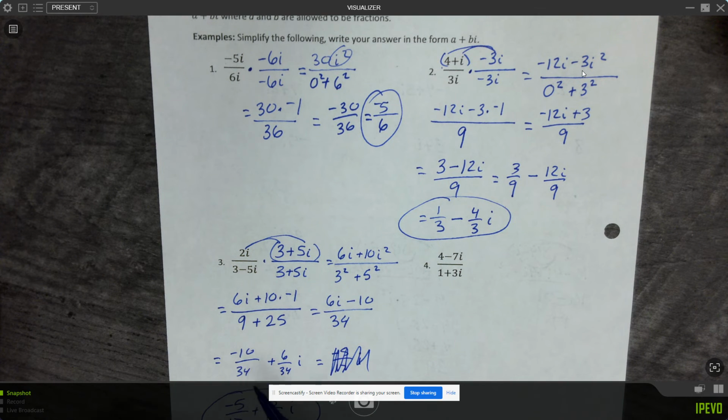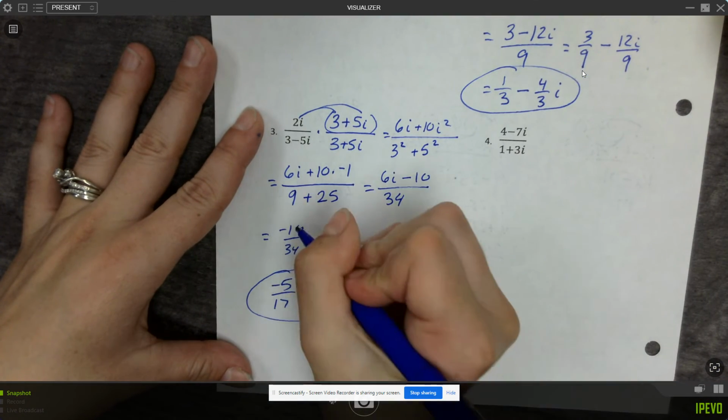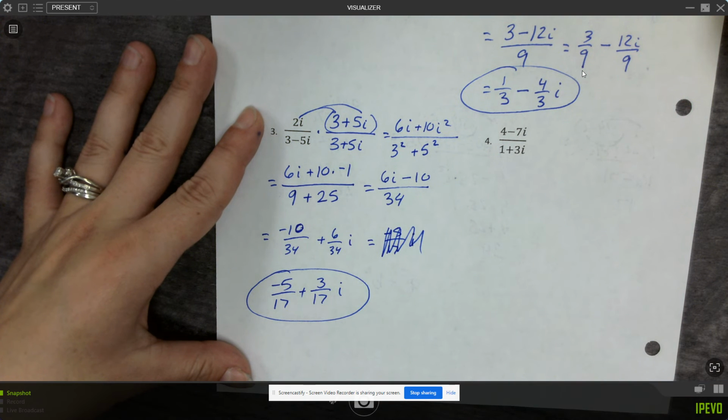Once again, your calculators can reduce these fractions. If you enter them in as a fraction and then just hit enter, it would reduce it for you. Let me know if you need to see how that works.